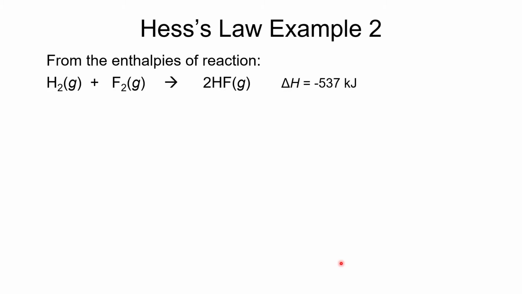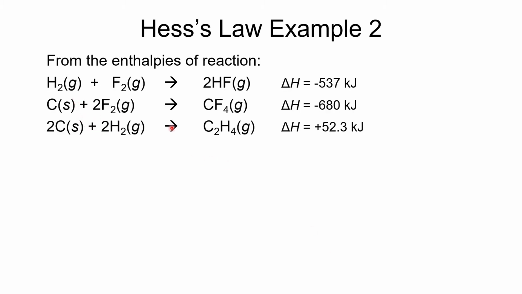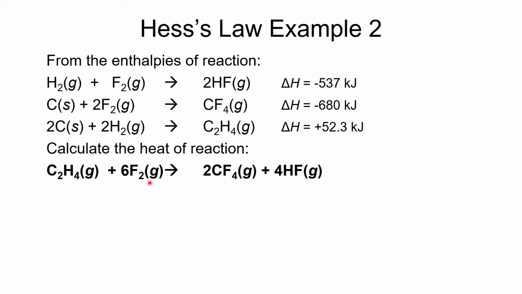So here we've got the enthalpies of these 3 different equations. Hydrogen plus fluorine gives us HF. Carbon plus fluorine gives us CF4. Carbon plus hydrogen gives us C2H4. All right, and then here we've got our delta H values. And with those delta H values, we now want to figure out what the delta H is for this particular reaction. So again, we're going to start on the left and work our way across.